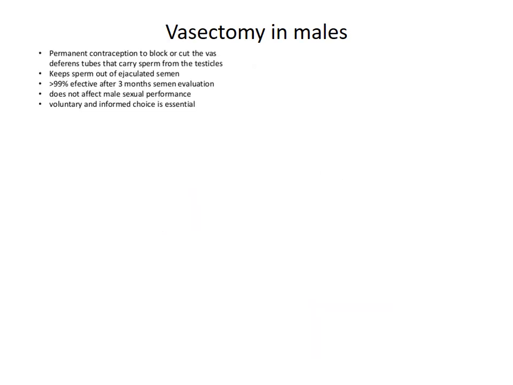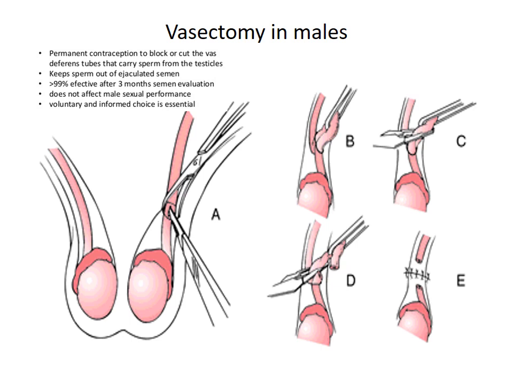Vasectomy in males is a permanent contraception to block or cut the vas that carries the sperm from the testicles to the exterior. It keeps sperms out of the vagina. So semen can go, but sperms are not there. It is 99% effective after 3 months of semen evaluation. It does not affect male sexual performance, and is a voluntary and informed choice. Here you cut over the skin, take out the vas deferens, and either cut it off and seal it, or block it, or cauterize it.